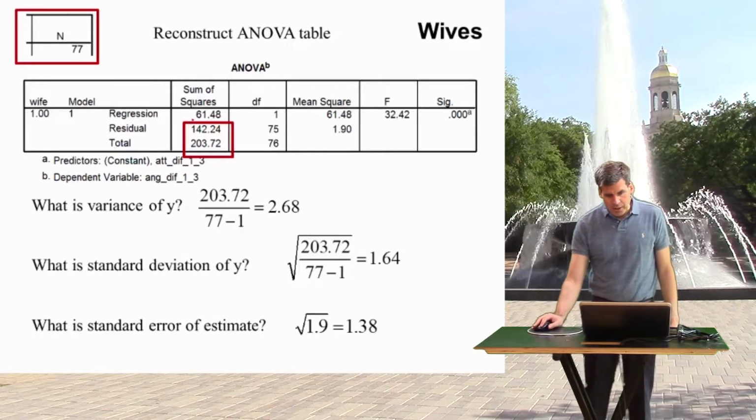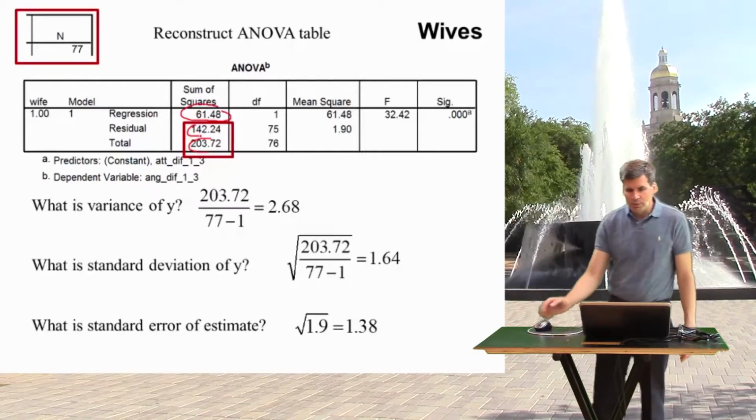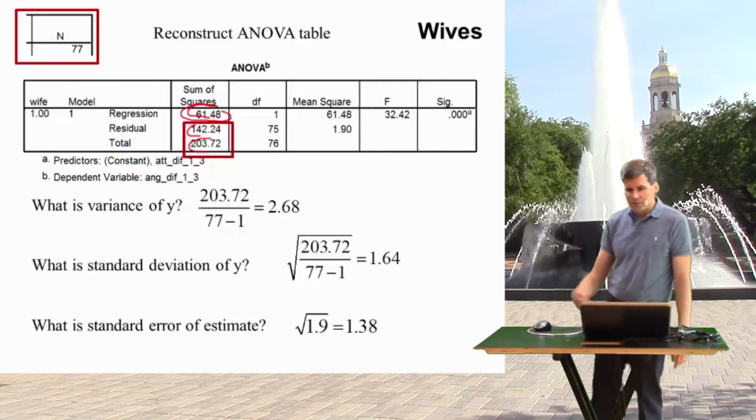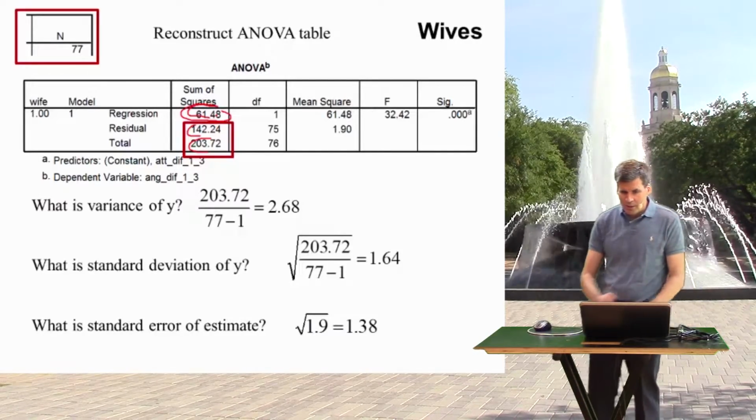So we could get the regression or explained variance sums of squares, which is 61.48. You just take total minus residual. Total minus residual will give us the explained variance sums of squares. In other words, the total minus error sums of squares gives us the regression or explained variance sums of squares.